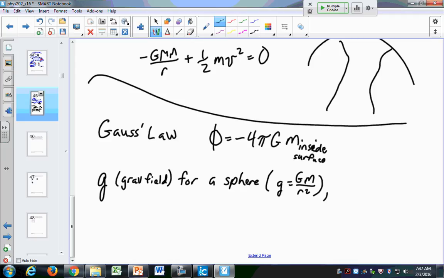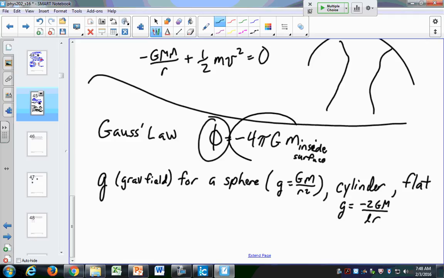So you need to know it for a sphere, and then other exotic masses, like if you have the mass of a cylinder. And we found with that g was equal to negative 2GM over Lr. I wouldn't even really call it a derivation, but yes, you do need to know how to apply Gauss's law in those 3 scenarios for a sphere, a cylinder, and a flat sheet. Let me remind you that with Gauss's law, you need to calculate the flux, and then you just set it equal to this negative 4 pi G mass inside.